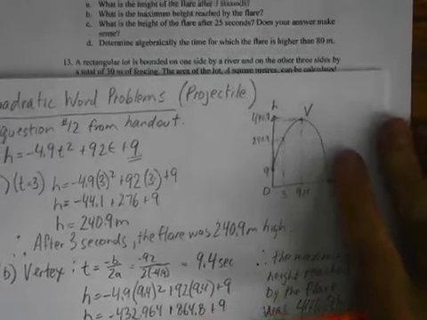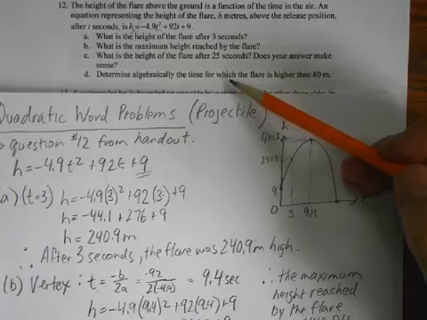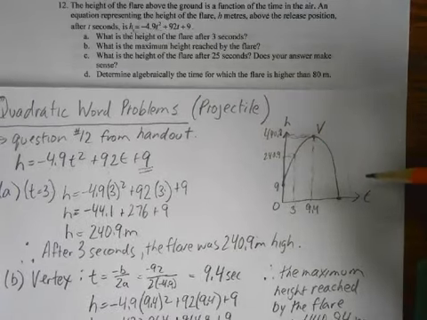Okay. All right, one more question to go. It says, determine algebraically the time for which the flare is higher than 80 meters. Okay.